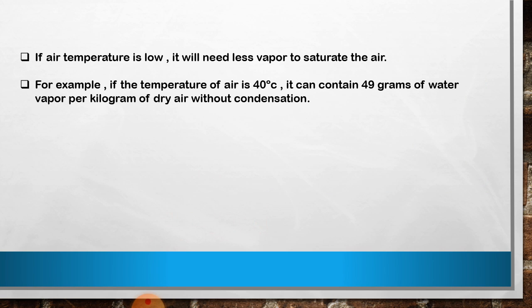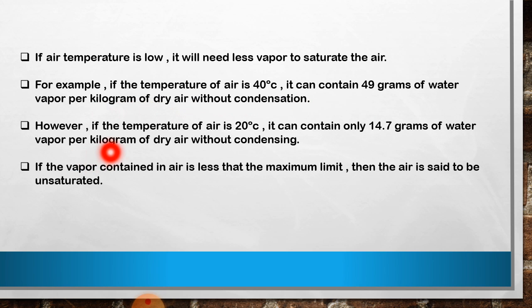For example, if the temperature of air is 40 degrees Celsius, then it can contain 49 grams of water vapor per kilogram of dry air without condensation. And if the temperature of air is 20 degrees Celsius, that means what? It is lower than this temperature, then it can contain only 14.7 grams of water vapor per kilogram of dry air without condensing. So here, the lower the temperature, the less vapor is needed. So the temperature should be lower.